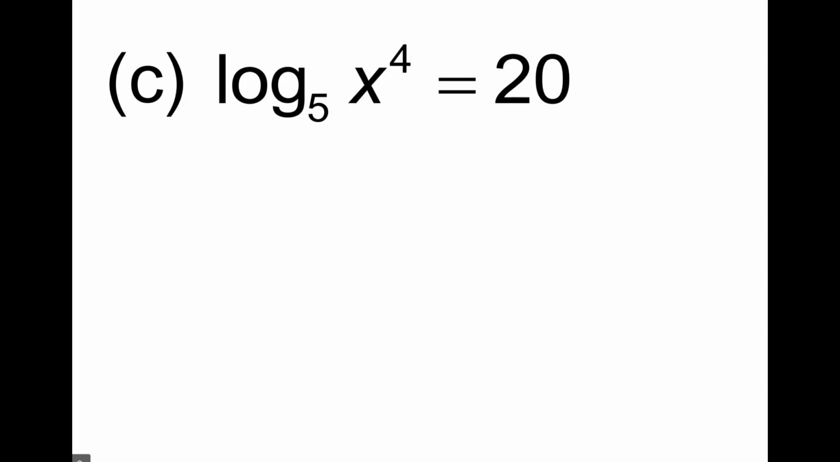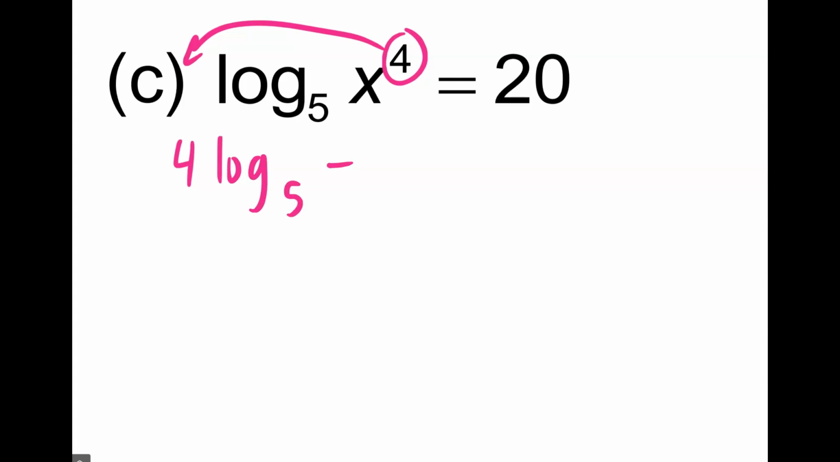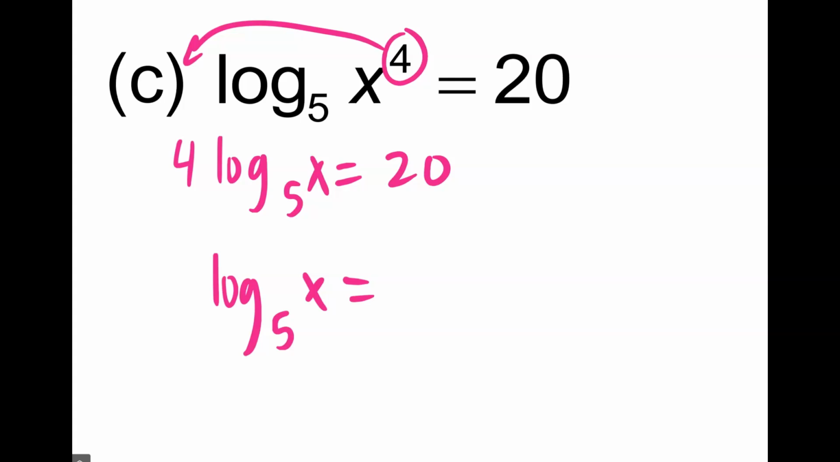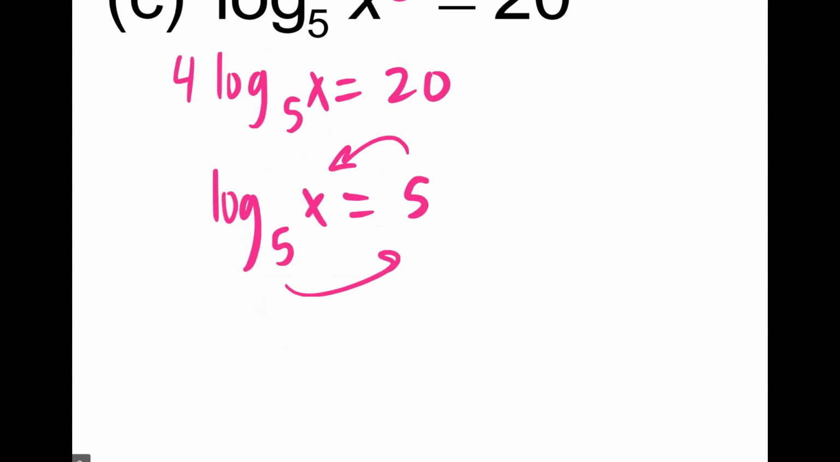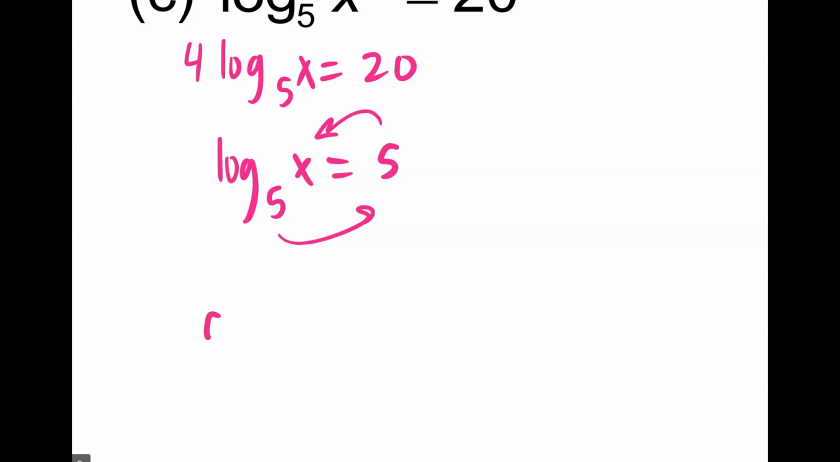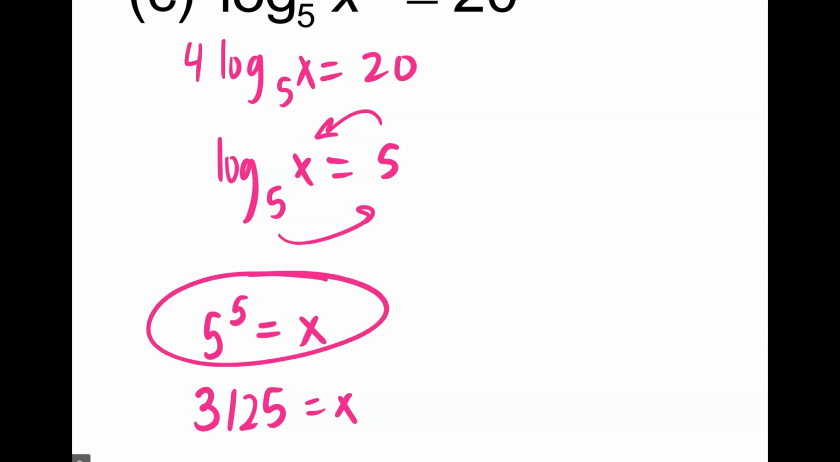So I'm going to use the product property of logs. I'm going to show you two different ways to do this problem. The first way is a little easier if you don't have a calculator. You bring the 4 out front, divide each side by 4, and then you could just do the whole curly Q. So you see 5 to the 5th is equal to x, or 3,125 is equal to x. Whatever, it's fine.